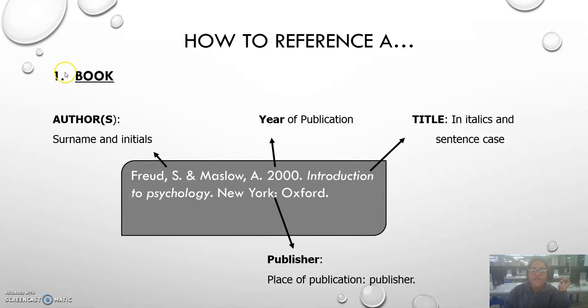And then how to reference different materials. Here we have how to reference a book. So this is the end-list reference, you must not forget that. Here we have two authors. We start with the surnames and initials, and then the year of publication, and then the title of our book, and we must note that it must be in italics and sentence case. Then these are the publisher's details: the place of publication, and the publisher.